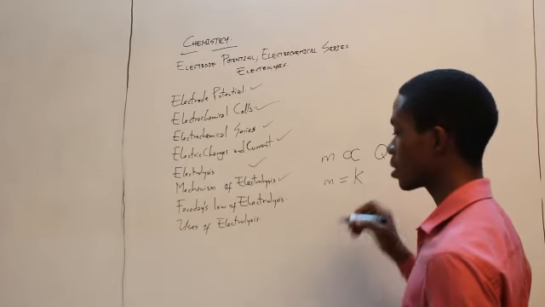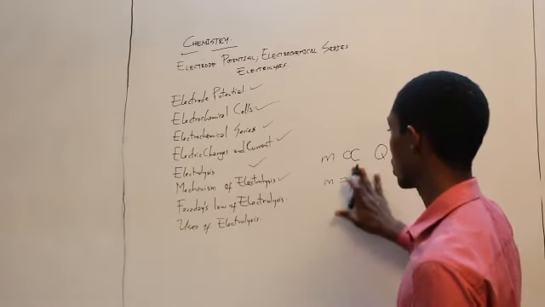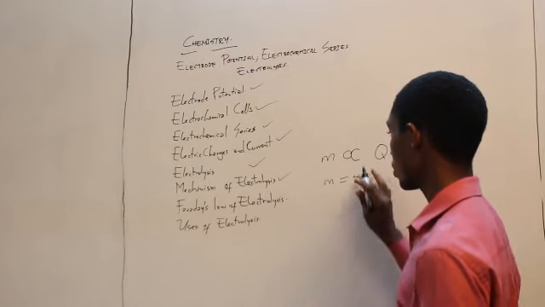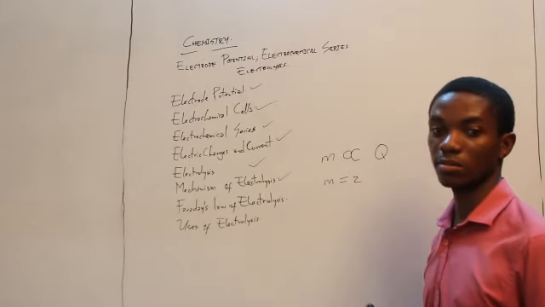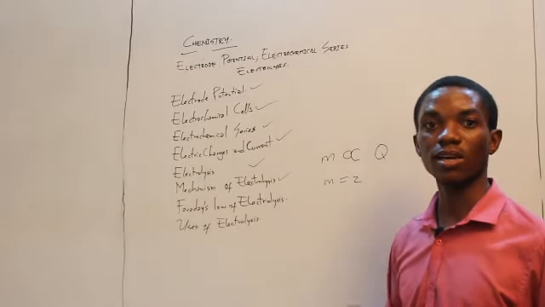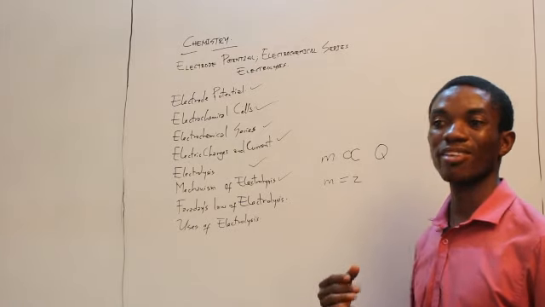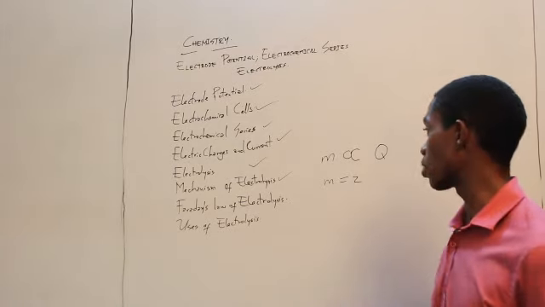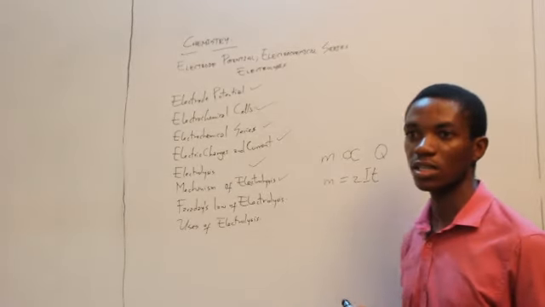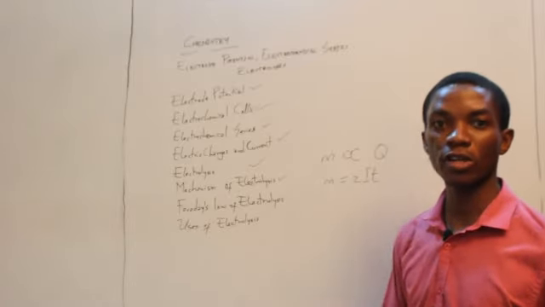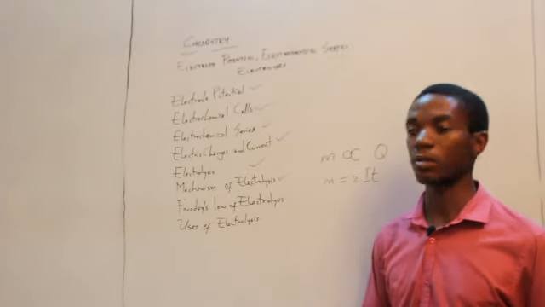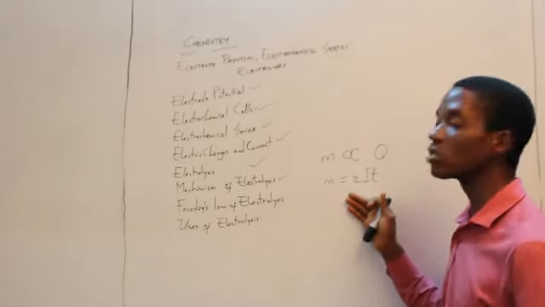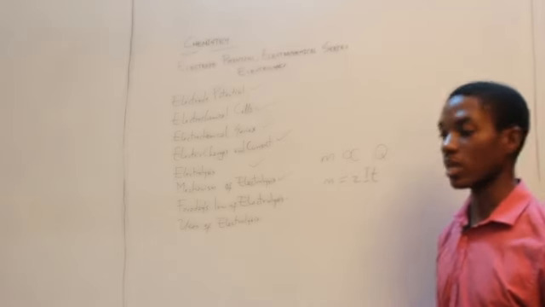There is a constant K, which is actually Z. That constant Z is the sensitivity, the reactability of the substance. Now Q is also the same thing as IT. Q is the quantity of electricity, and it is the amount of current multiplied by the time. So we have M equals ZIT as given by Faraday as the first law.